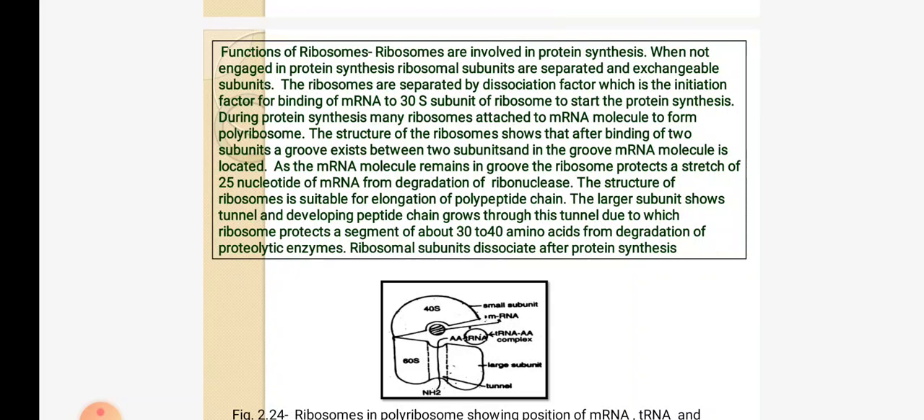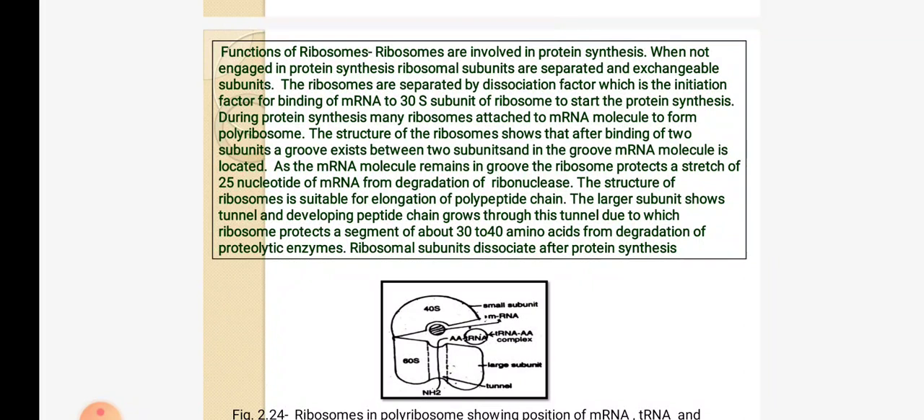During protein synthesis, many ribosomes attach to an mRNA molecule to form a polyribosome. The structure of the ribosome shows that after binding of the two subunits, a groove exists between them, and in the groove the mRNA molecule is located. As the mRNA molecule remains in the groove, the ribosome protects a stretch of 25 nucleotides of mRNA from degradation by ribonuclease.